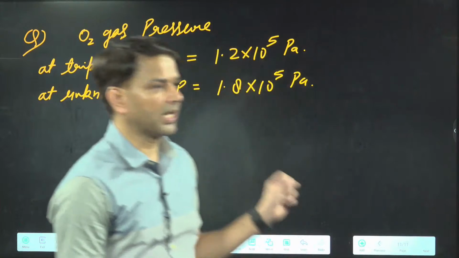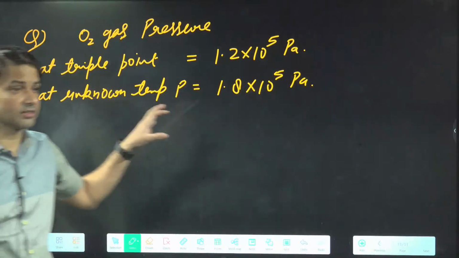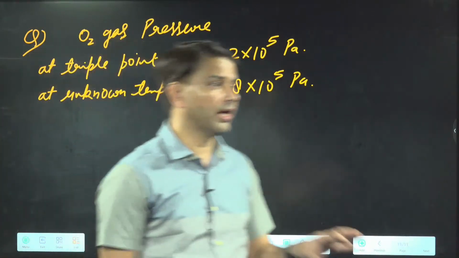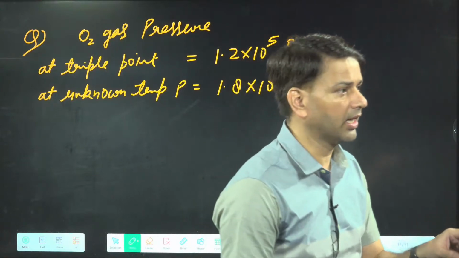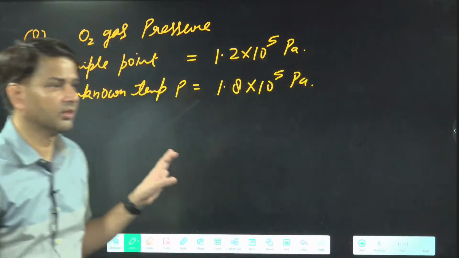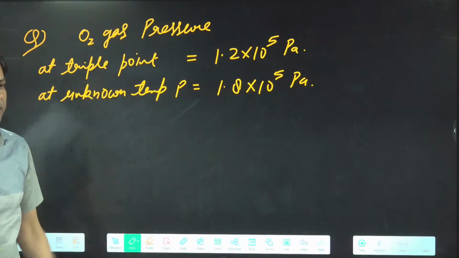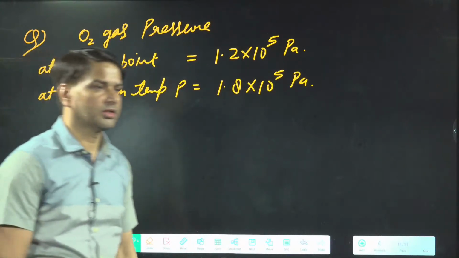I have given the pressure, which means I am using the pressure as a thermometric property. I have given the pressure at the triple point and the pressure at the unknown temperature. Now I am asking what is the unknown temperature. What is the answer?